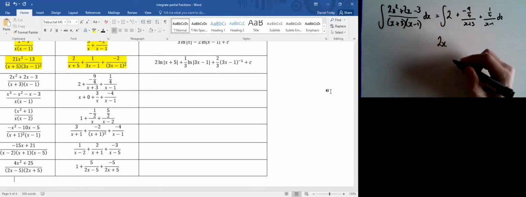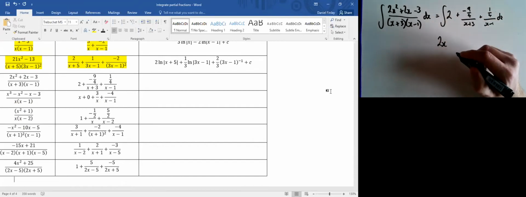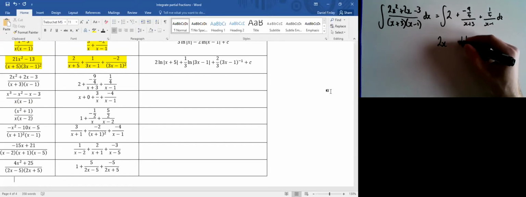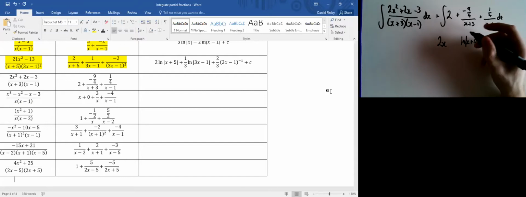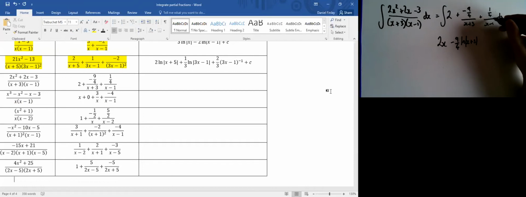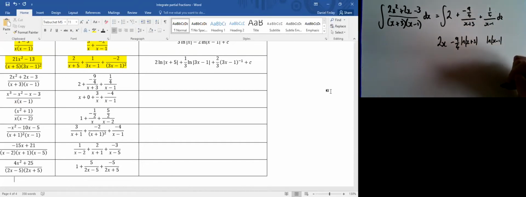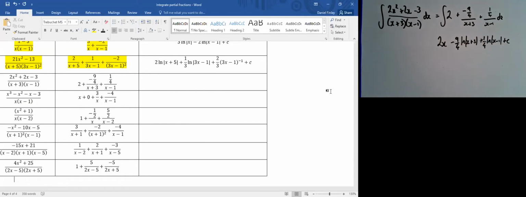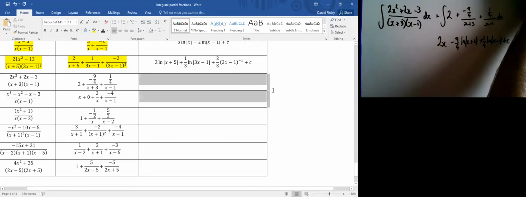It's just 2x. This one, ignore the minus 9 over 4. If I integrate 1 over x plus 3, I get ln x plus 3. And I don't need to divide by anything because there's a 1 in front of the x. So in the front, I'm just going to put minus 9 over 4. This one, ignore the quarter. 1 over x minus 1 integrates to ln x minus 1. I don't need to divide by anything because there's a 1 in front of the x. So I'm just going to stick a quarter in front. Plus C, that's it. Again, you can check my answer.